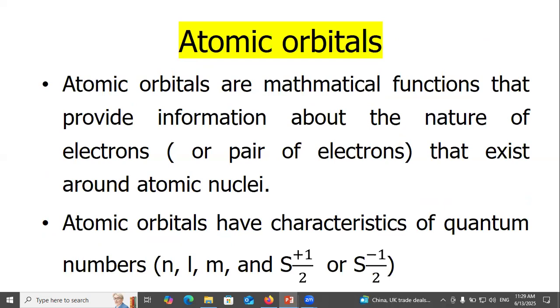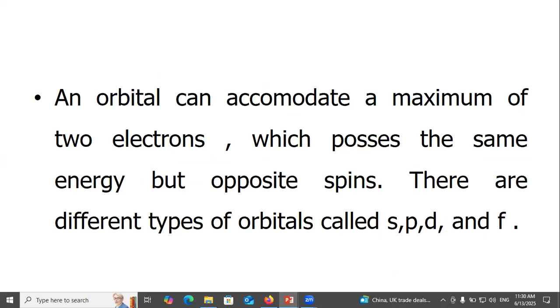Atomic orbitals are mathematical functions that provide information about the nature of electrons, or pairs of electrons, that exist around atomic nuclei. Atomic orbitals are characterized by quantum numbers n, l, m, s (+1/2 and -1/2): principal quantum number, azimuthal quantum number, magnetic quantum number, and spin quantum number. An orbital can accommodate a maximum of 2 electrons, which possess the same energy but opposite spins.